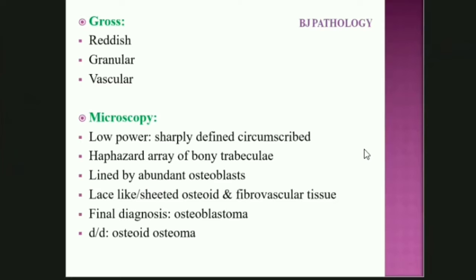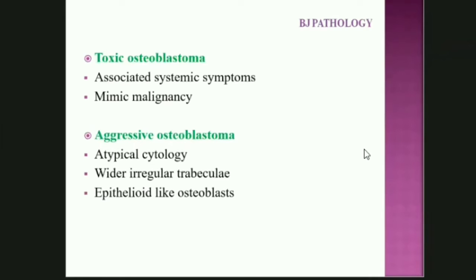So coming to the discussion part, as you all know, there are two variants of osteoblastoma, the toxic and aggressive variants. The toxic has similar microscopic pictures. The only difference is in the clinical symptoms. They present with systemic symptoms like weight loss, fever, and night sweats. And this is the reason why they mimic malignancy.